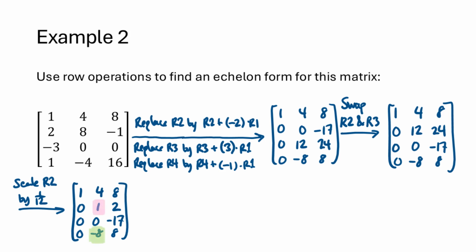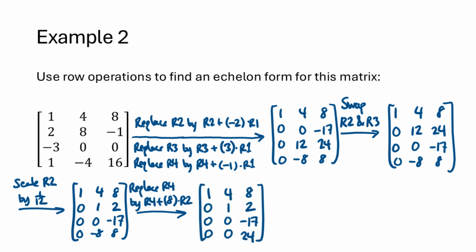And now our goal is to get zeros below that pivot. We already have a 0 below that pivot in row 3, so we need to work on row 4 to get there to be a 0 below that pivot. That's going to be a replacement operation. We'll replace row 4 by row 4 plus 8 times row 2. Changing that pivot to be a 1 made it easier to figure out that the number that we needed there was 8. And when we do that operation, we're done with column 2. We have our pivot and zeros below that pivot. Now we're ready to move on to column 3.